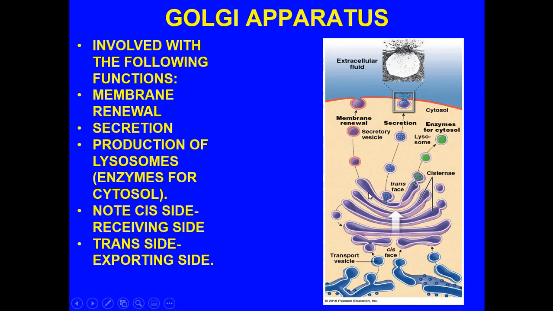Also, from time to time, you will bubble off something that is basically there to replace membrane that has been damaged or lost. That membrane will also contain, obviously, some other proteins which have been made previously, but then packaged and implanted into the cell membrane wall here. Okay? Now, so cis is the receiving side, trans is the exporting side.